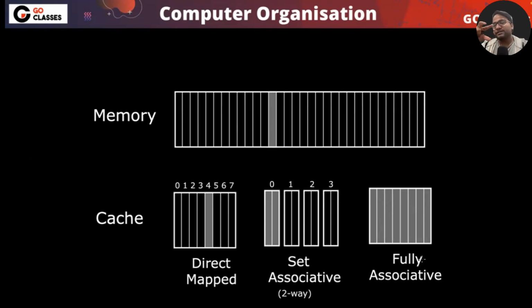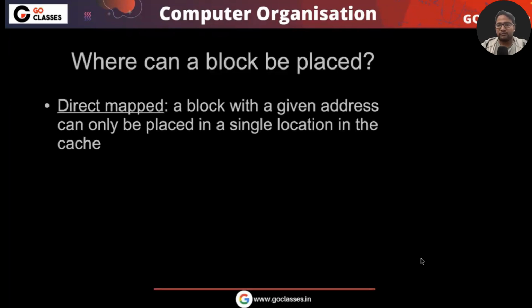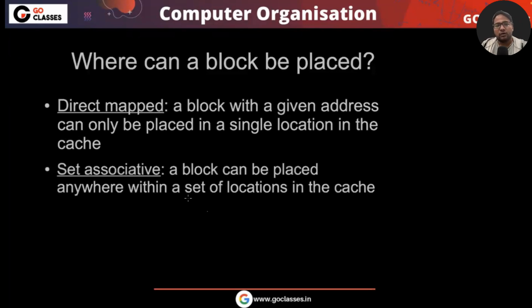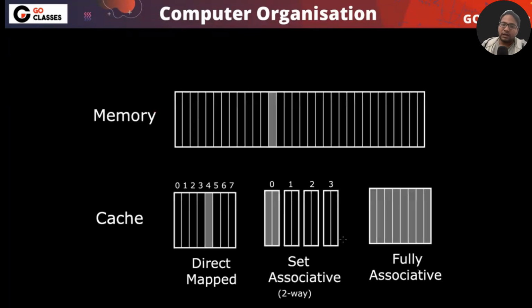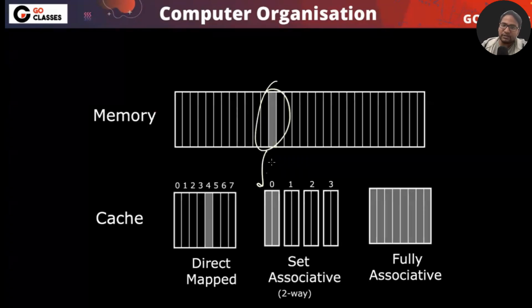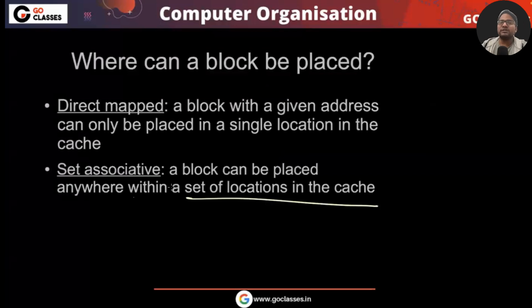So now let's see the second part here, which is the second way of classifying the cache memory. It is set associative, right? The direct map is over, in the sense that we have seen how it is working, and we have seen many of the questions. Now let's see the set associative. So direct map says a block within the given address can only be mapped to a single location of the cache. Set associative says that a block can be placed anywhere within the set of locations. That's what set associative says.